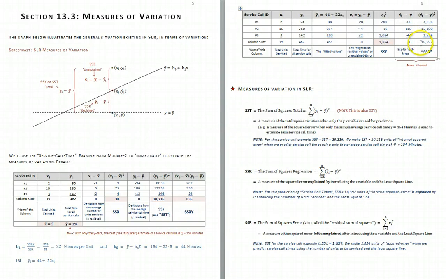Note that when we add up SSR, 18,392, plus SSE, 1,824, we get SST, 20,216. You recall SST was the total amount of variation that existed before we introduced the x variable. The SST quantity was obtained when we summed the squares of all of these relatively larger error quantities.